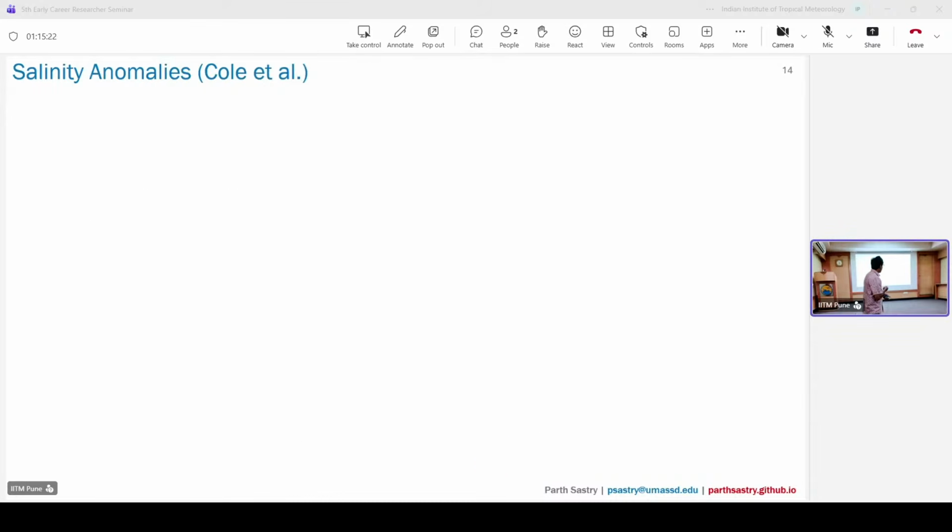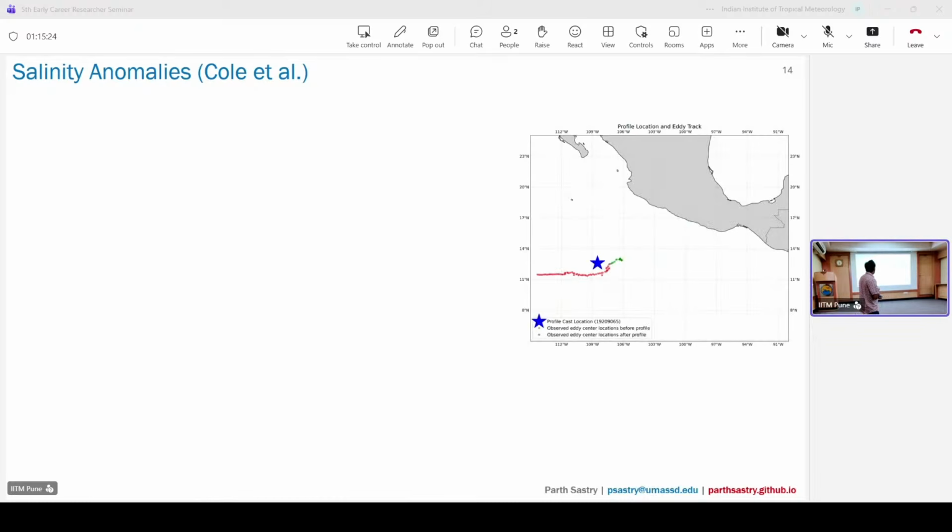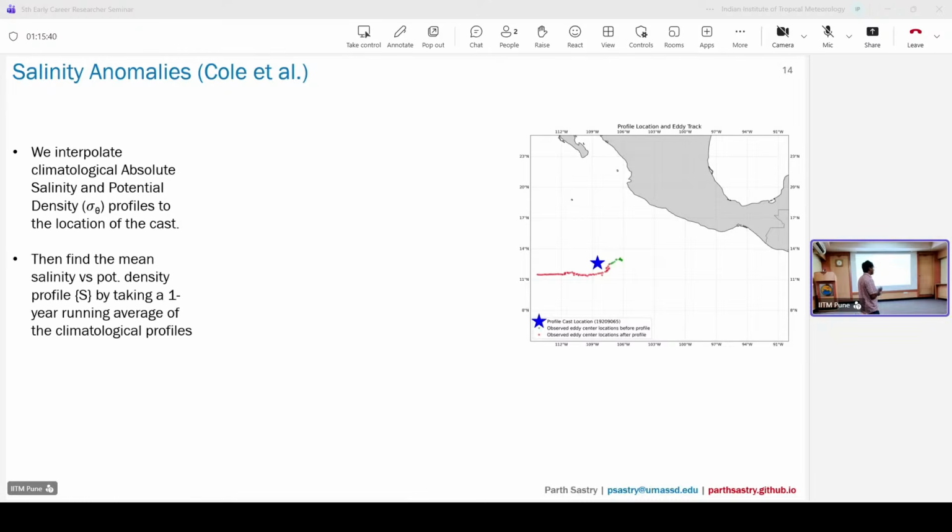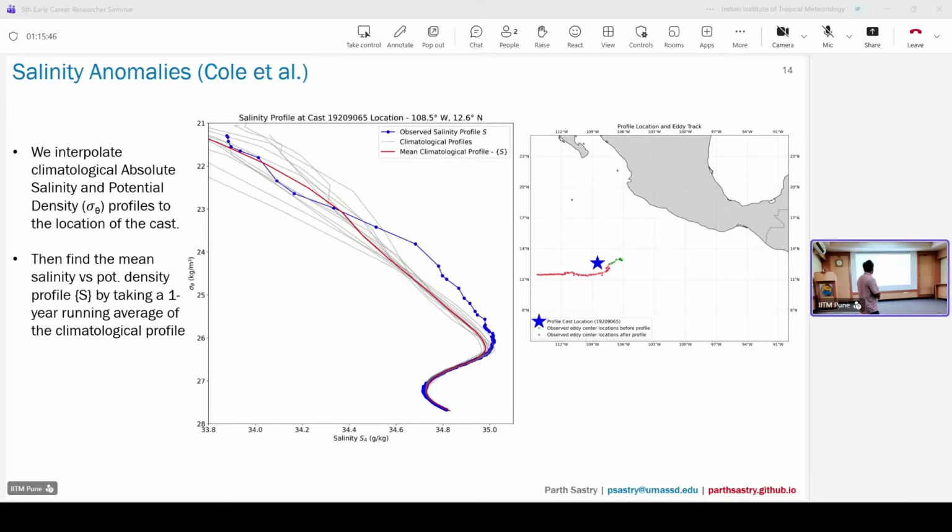So Sylvia Cole in 2015 did all of this analysis via, let's say if you have an Argo profile marked by this blue star over here at this location in the Eastern Equatorial Pacific. What you're going to do is interpolate the climatology to that cast location and then average in a 1-year window around the time of the cast. What that looks like in effect is something like this.